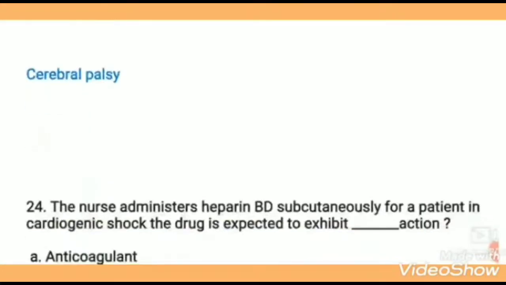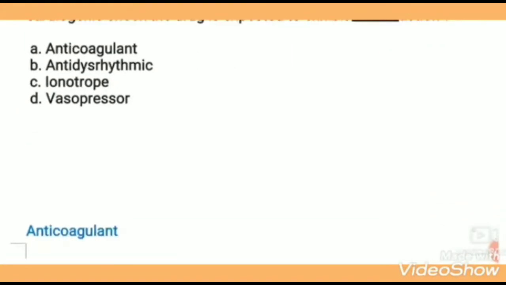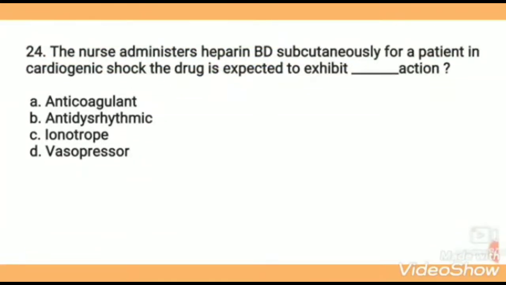Next question. The nurse administers heparin BD subcutaneously for a patient in cardiogenic shock. The drug is expected to exhibit dash action: anticoagulant, antidysrhythmic, inotrope, or vasopressor. So, the correct answer is anticoagulant, because heparin is an anticoagulant.